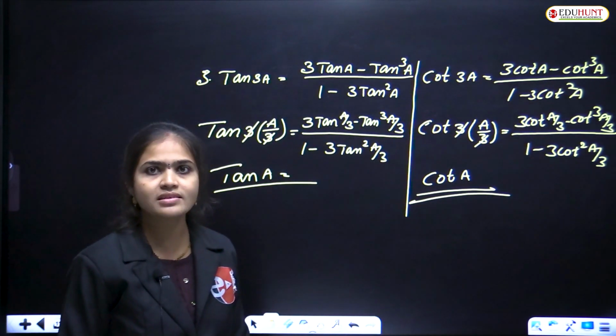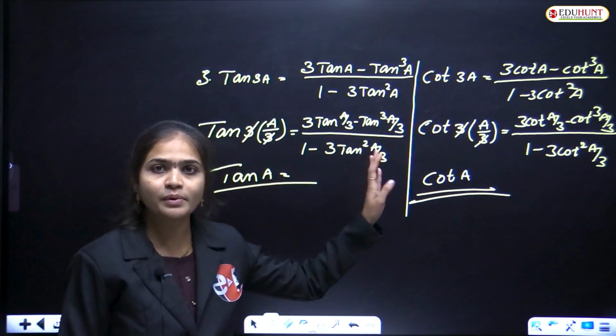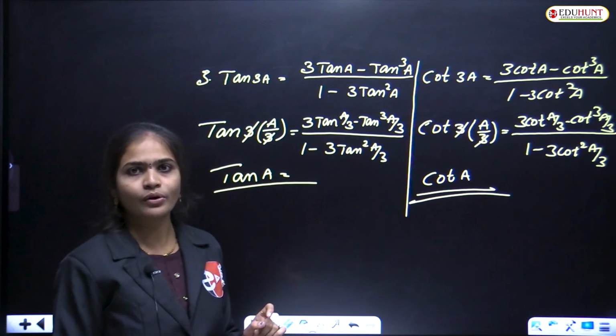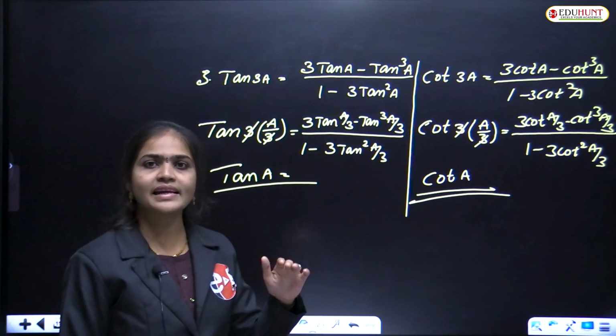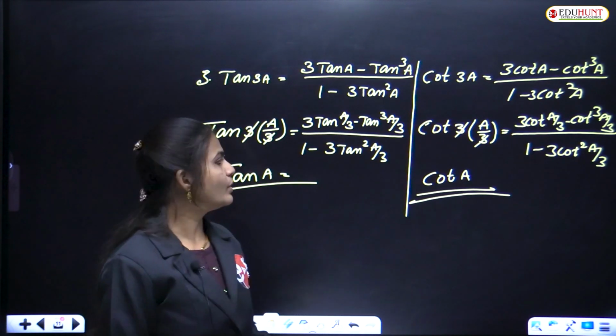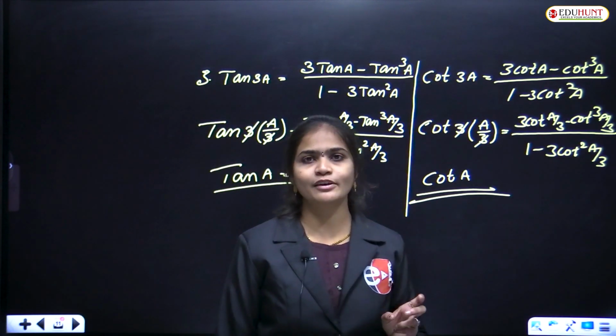Understood, how to write this? To write the submultiple angles, which angles do we have to learn? Multiple angles we have to learn. If we know the multiple angles, then we can easily write the submultiple angle formulas. Understand? So in continuation we have another 3 formulas.